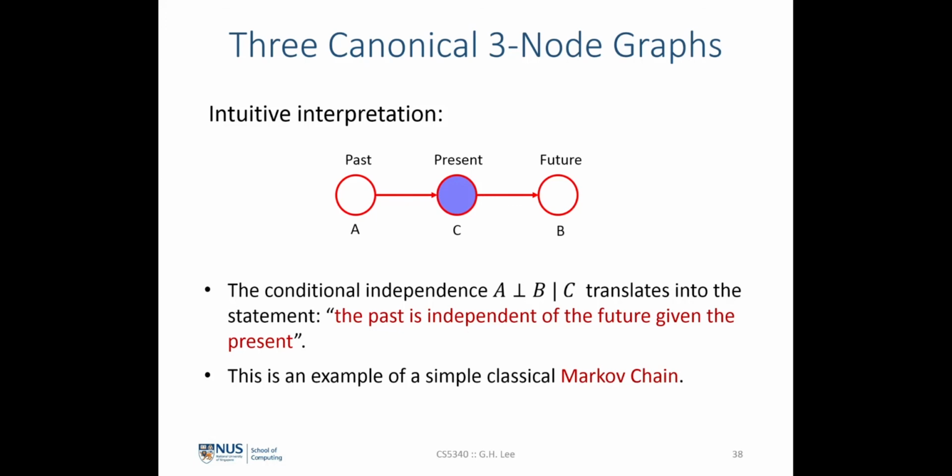An intuitive interpretation or example here would be that A is past, C is present, and B is future. So normally when we observe the present, we say that the future is only dependent on the present and is independent of the distant past. This is true when we are looking at weather forecasts, for example. In a naive weather forecast model, we predict the current weather according to what we observe in the immediate past. And this is a classical example of a first order Markov chain. We'll look at Markov chains and hidden Markov chains in more detail when we look at the hidden Markov model as well as the MCMC sampling lecture.